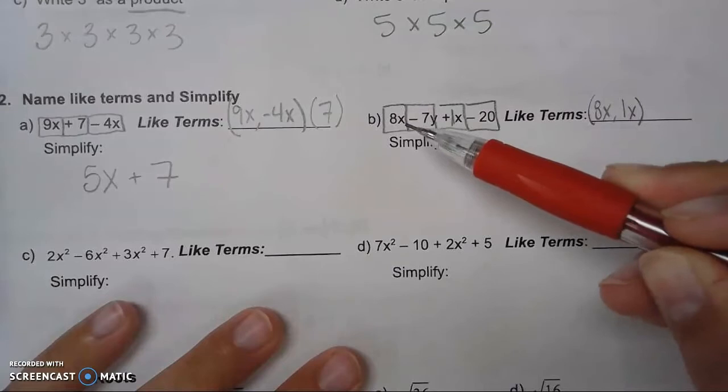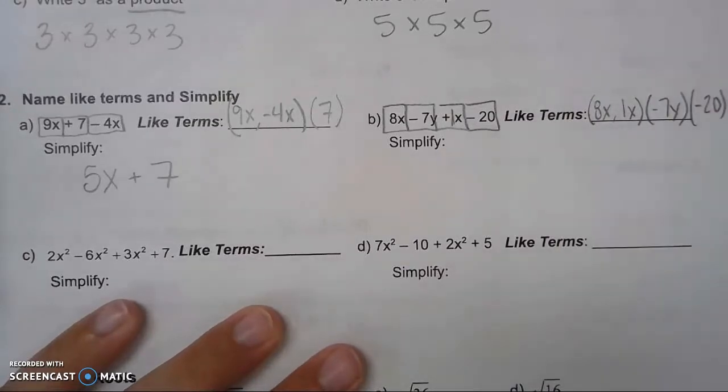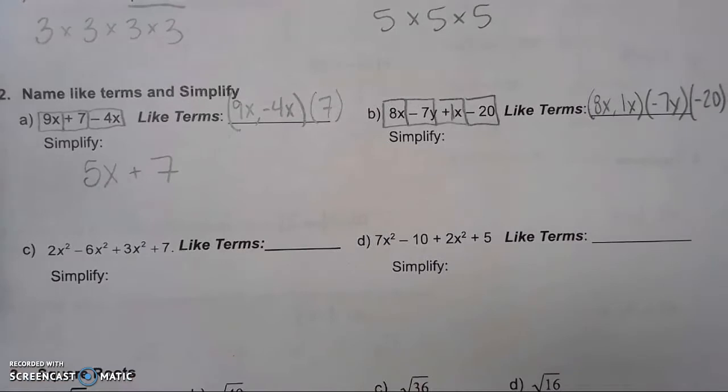This minus 7y, or negative 7y, is all by itself, so I'm just going to include that over here by itself. And then same thing with that negative 20, because that's my only constant that I have, okay?